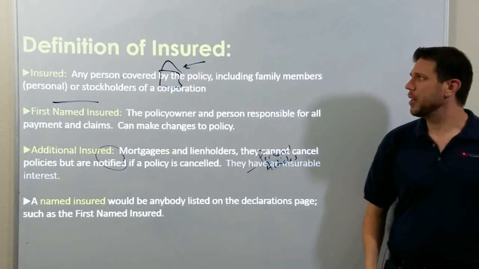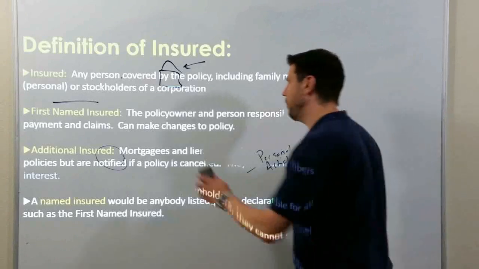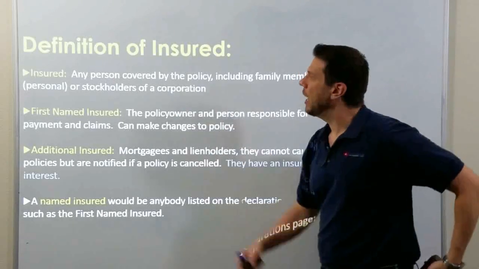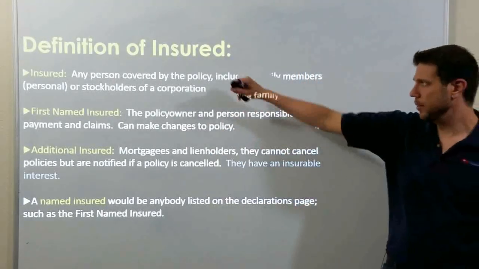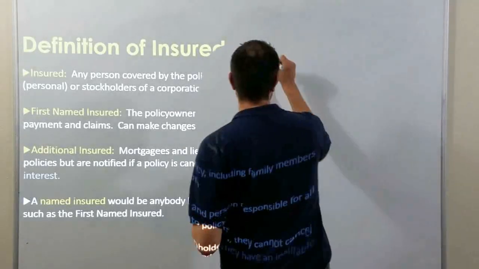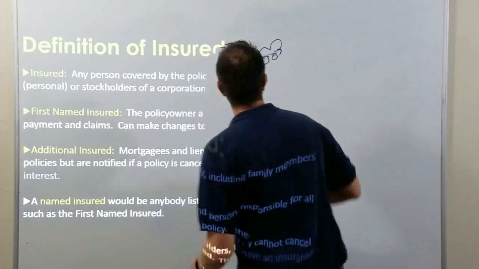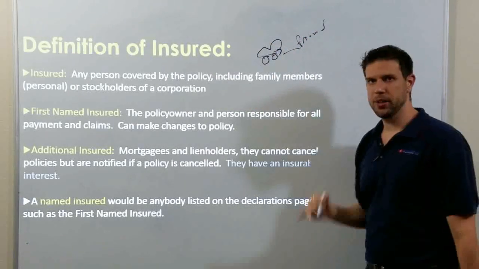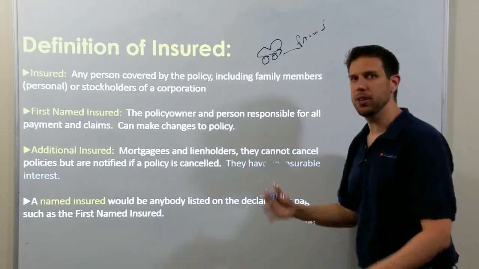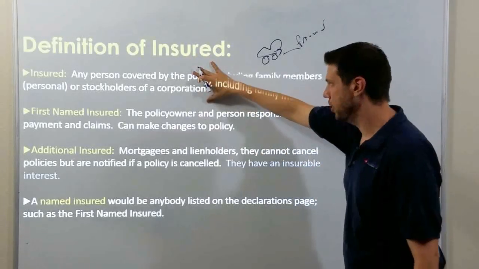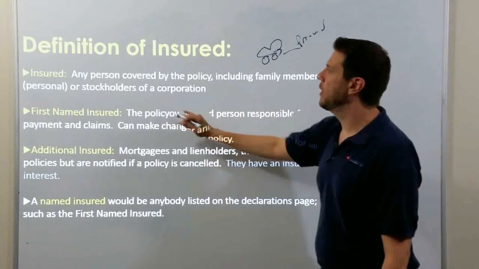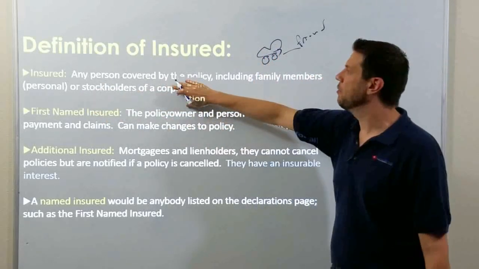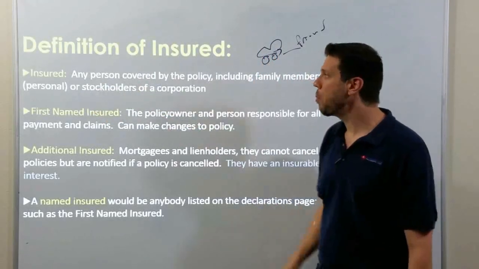Now, the next definitions that we have are very simple, but they're on the test. An insured is any person covered underneath the policy. So like if you have auto insurance and you let a friend borrow your car, they're an insured. They're not listed on the policy, they're just covered. Anybody covered under the policy is an insured. In business insurance, that'll include the employees, the stockholders, the lawyers. Anybody that runs the business is also considered an insured.